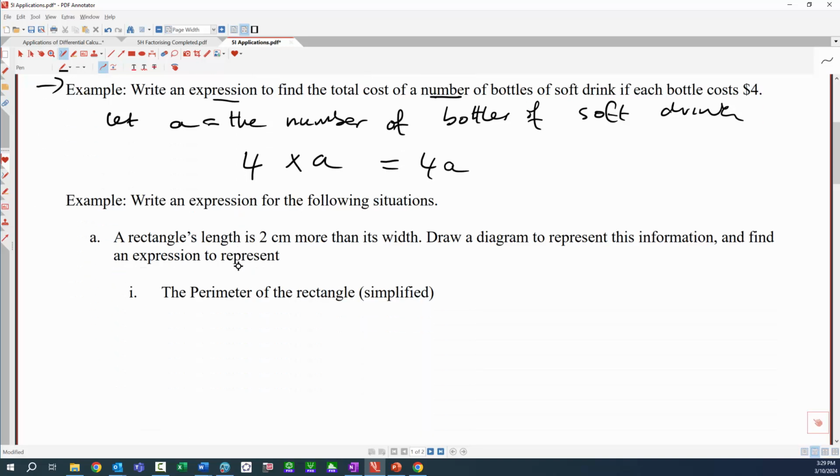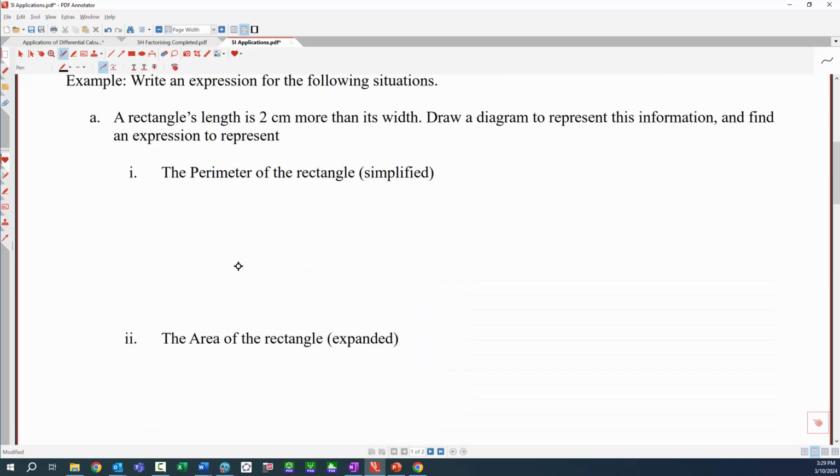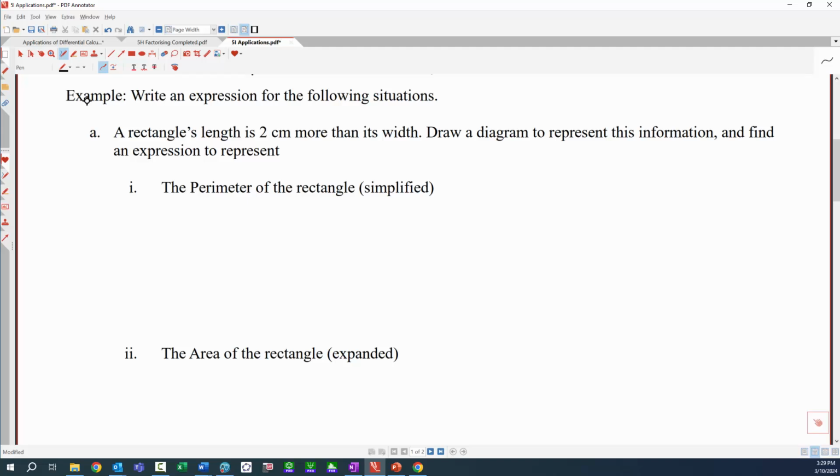All right, the second example that you're going to get down will involve you writing the example and then writing an expression for the following situations, putting this into your book, this into your book, and this into your book. So I'm going to get you to pause the video now and ensure that that is written down.